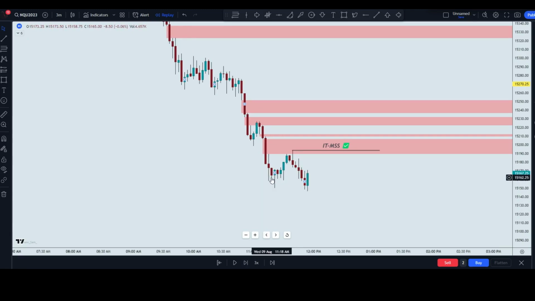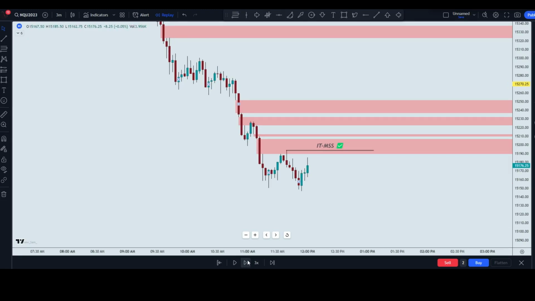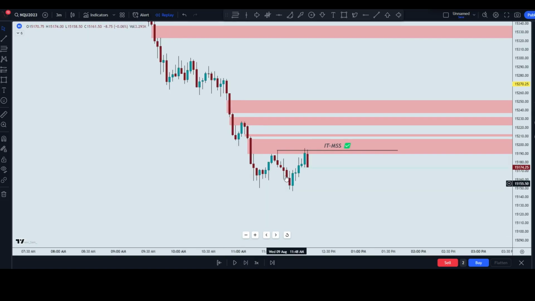And see how if you took this long here because it's curling up, it violated the fair value gap. You would have got stopped out if you put your stop below there. That's why we use this, is because it's going to keep us out of the bad trades. Now price is coming back up into it. And that's what I'm talking about.